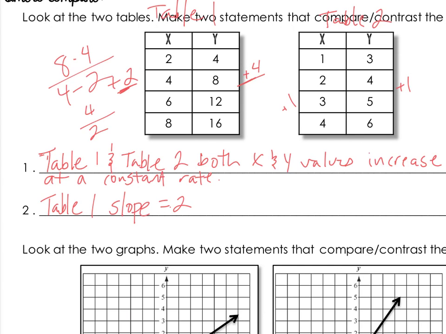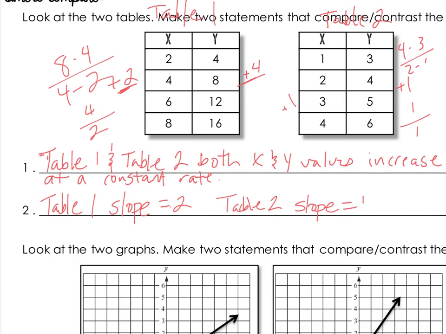Now let's figure out what table 2 is. 4 minus 3 over 2 minus 1. 4 minus 3 is just 1. 2 minus 1 is 1. Again, don't leave it as the fraction 1 over 1. Simplify that down. So table 2 has a slope of 1. So that's how they differ. If we were going to compare them more, we could say they both have a positive rate of change, or a positive slope, but they have different slopes.